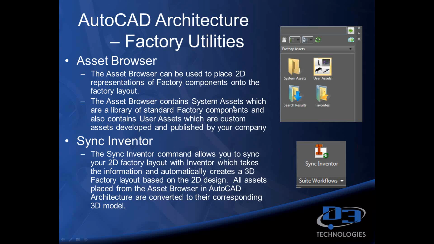So as I mentioned, the Asset Browser contains system assets, which are standard library factory components, and then user assets, which are any custom components that either your company developed or you got, say, from a vendor and then published it as an asset. Within system assets, we're also going to have both local assets, which are stored either on your network or your local machine, and then you're also going to have access to cloud-based assets, which gives you a wide variety of access to many different asset types out on the Autodesk Cloud.